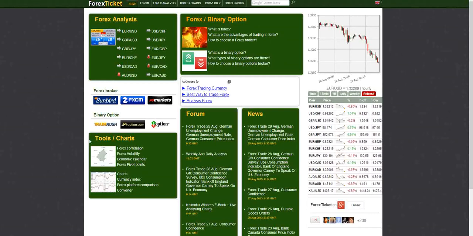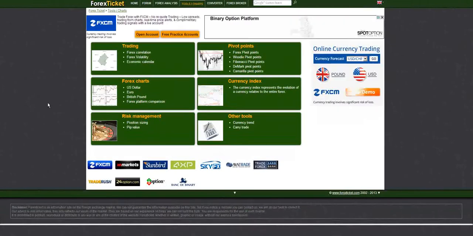The first thing you do when you come over to the website is head up at the top to the Tools/Charts tab. And once you get there, the first thing we're going to be looking at is chart correlation.